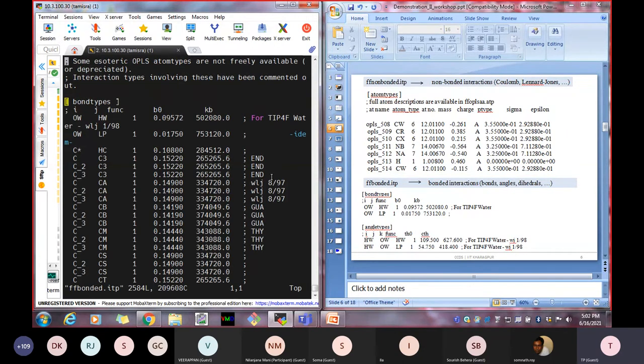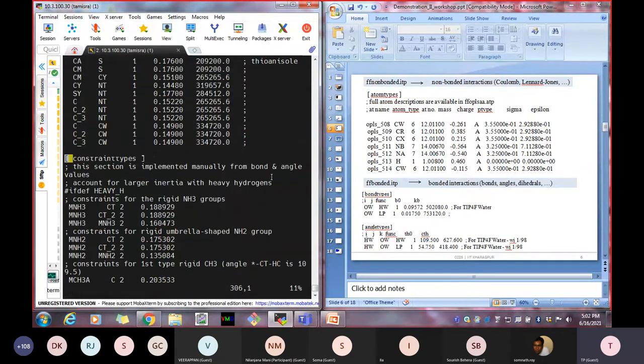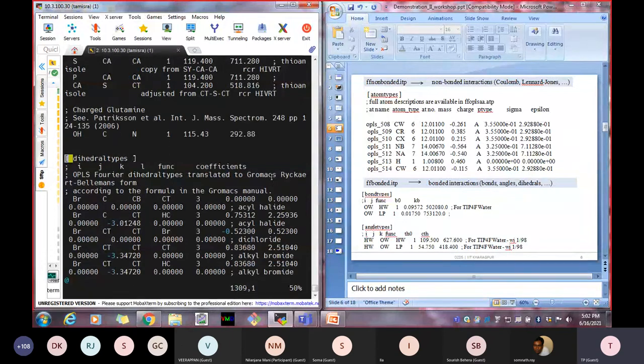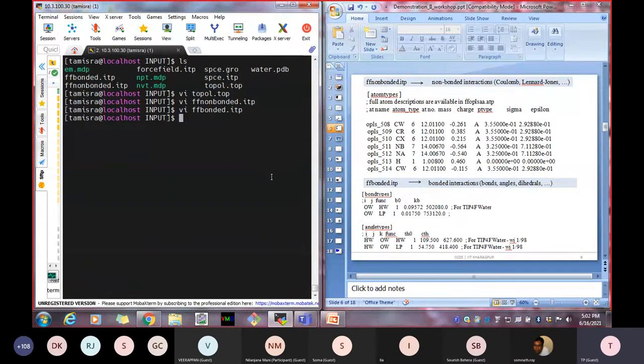Here, you can see that first is the bonded section, then comes a constraint section, because if you want to constrain the bonds, constrain the angles also, then there is a constraint section. There is the angle type section where you basically define all the angles. And you have the dihedral section. So in this way, all the different possible combinations of angles, bonds, and dihedrals, all the information is stored there.